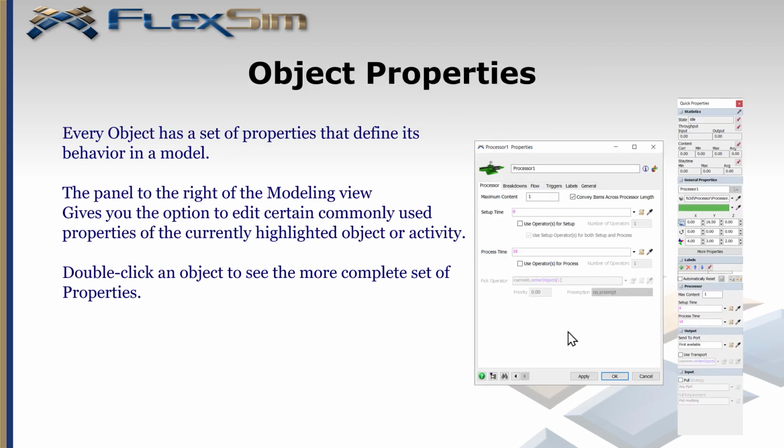Object properties can be edited either through the quick properties for some of the more commonly used fields, or you double click on the object in the 3D view and it'll open up a new panel as shown here with all the properties of that object organized into tabs like the processor tab, breakdowns tab, flow tab, triggers, labels, and general.